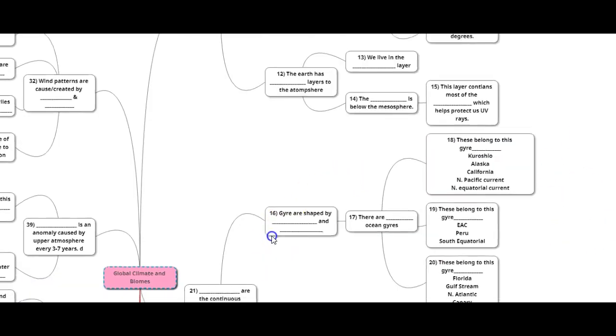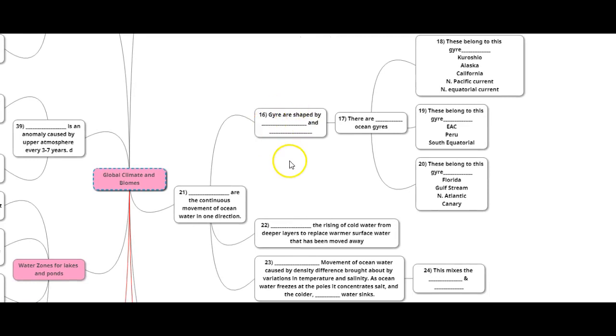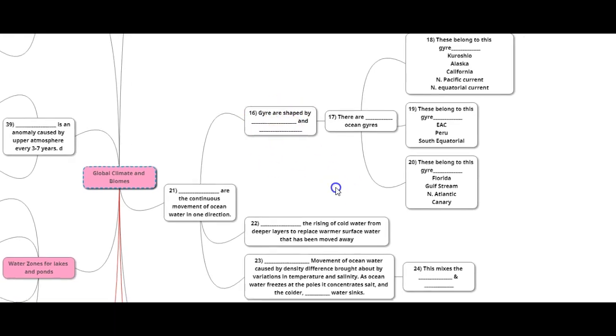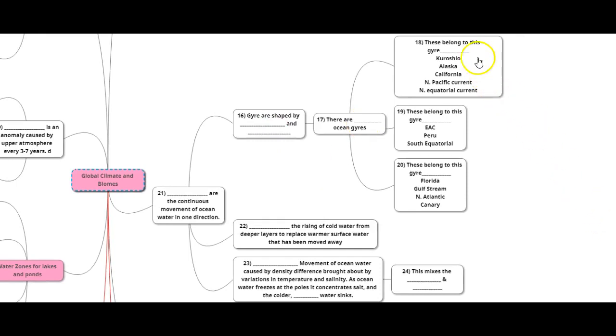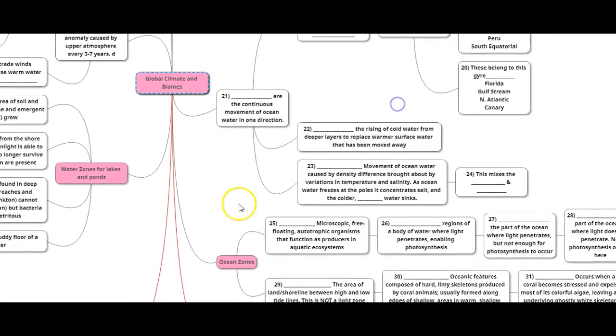Alright, moving on over to 16. Gyres are shaped by two things: wind and continents. There are 5 ocean gyres. This one belongs to the North Pacific Gyre. The EAC, Peru, and South Equatorial belong to the South Pacific Gyre. This one belongs to the North Atlantic Gyre. The one that's not listed here is the South Atlantic Gyre, and there are also currents in the Indian Ocean Gyre.